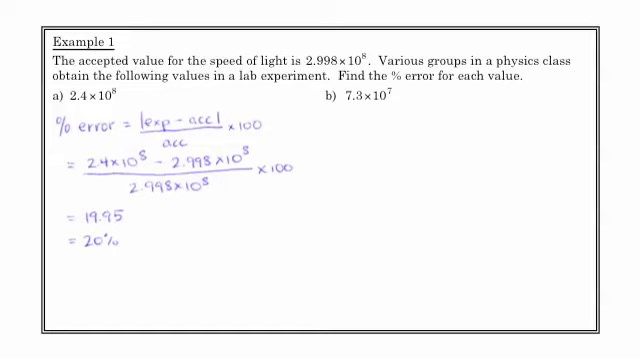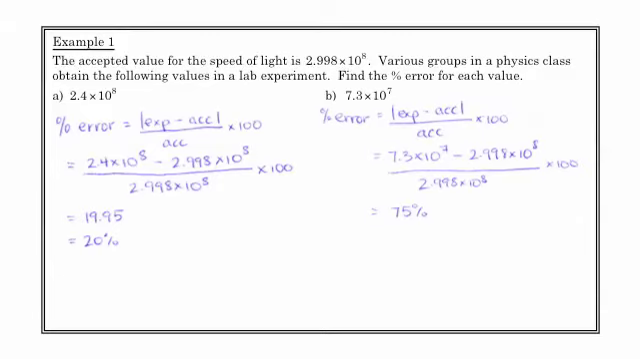Here, this group got 7.3 times 10 to the 7th meters per second as their experimental value. So when we do the percent error here, we get something much larger. This group actually obtained a percent error of 75%.